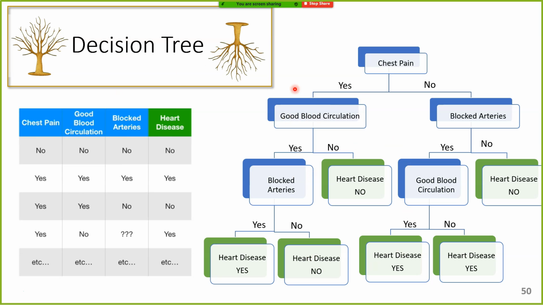Of course, this looks like a reverse tree, so that's why it got its name, decision tree. If you look at this data, we first see whether the patient has chest pain, yes or no. If yes, then we look at whether the patient has good blood circulation or not. This patient has good blood circulation, so yes, we come into this category. Then we see whether that patient has blocked arteries or not. This patient has blocked arteries, so yes. So this patient is quite likely to have heart disease. This is the kind of structure we generate, and this kind of structure is called a decision tree.